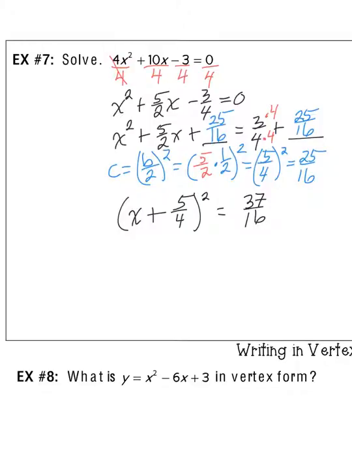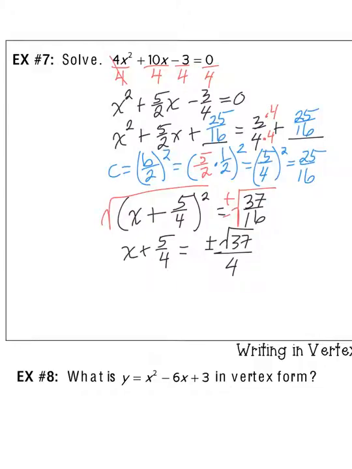Then we can take the square root of both sides and plus or minus the square root of this side. So on the left I get x plus 5/4 is equal to plus or minus. I cannot take the square root of 37, but the square root of 16 is 4. So then I'm going to subtract 5/4 here and subtract it in front of the plus minus. So I get x equals negative 5/4 plus or minus the square root of 37 over 4. So this is one way that you could write your solution.